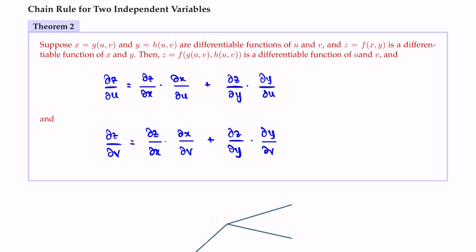Compare this formula with the one in the last theorem. That is, in the last theorem, you have a chain rule for one parameter, for one independent variable. Here you have a chain rule for two independent variables or two parameters. Therefore, in this case, all the notation has to be partial derivatives.